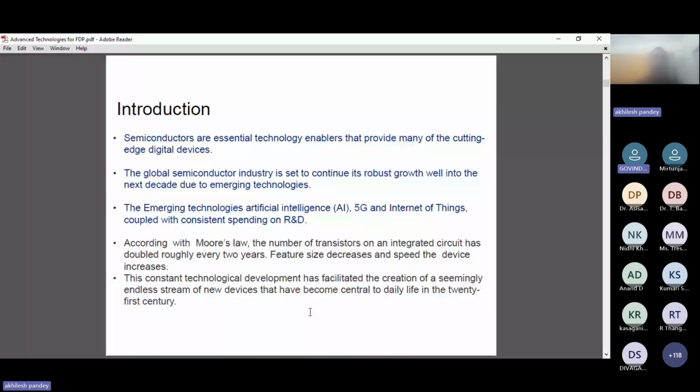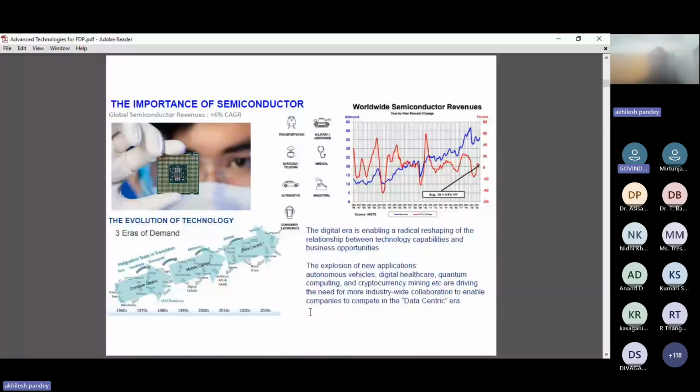Now, the importance of the semiconductor. Right now, you can see the global semiconductor compound annual growth rate of revenues is around 6%. And the semiconductor devices can be used in the various transportation, military, aerospace, datacom, telecom, medical, automotive, industrial, and various other consumer electronics.